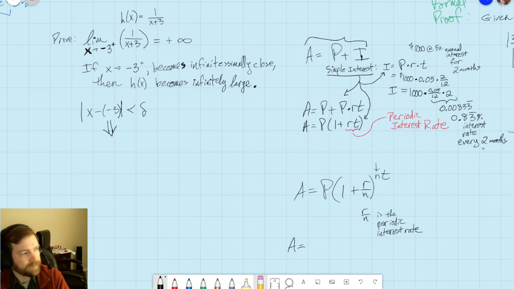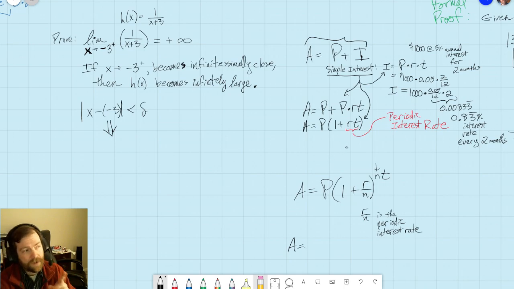Cool, still there. I was worried I ran right off the page. Okay, so a 0.83% interest rate every 2 months. And again, the 3's are repeated forever. So I'll just keep going.